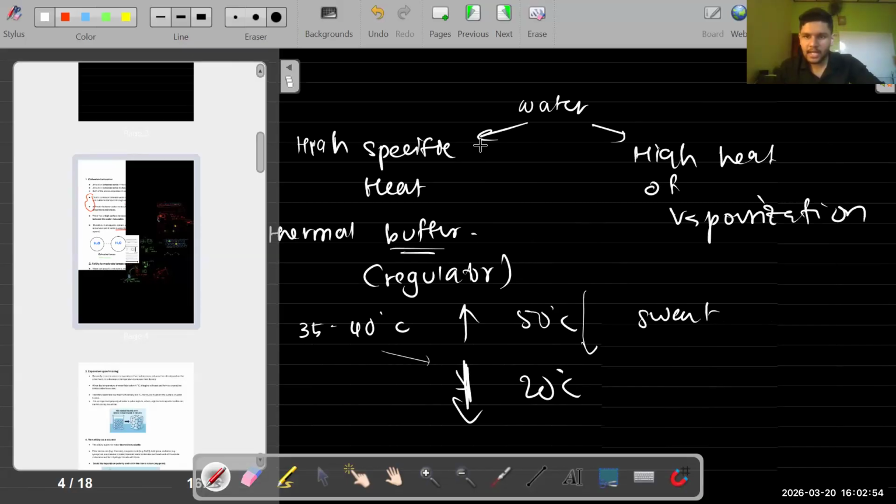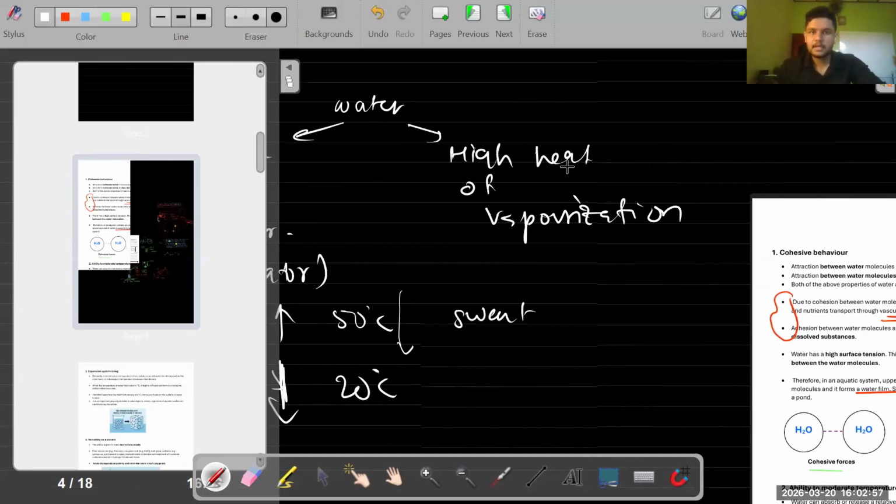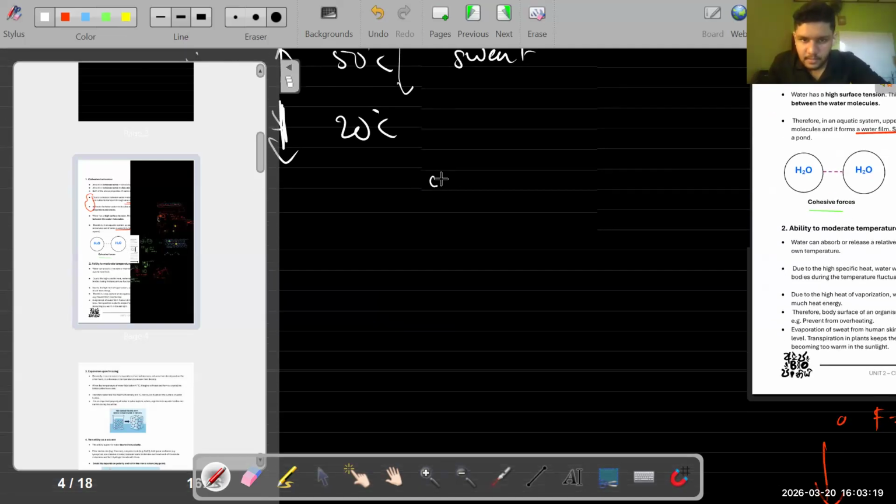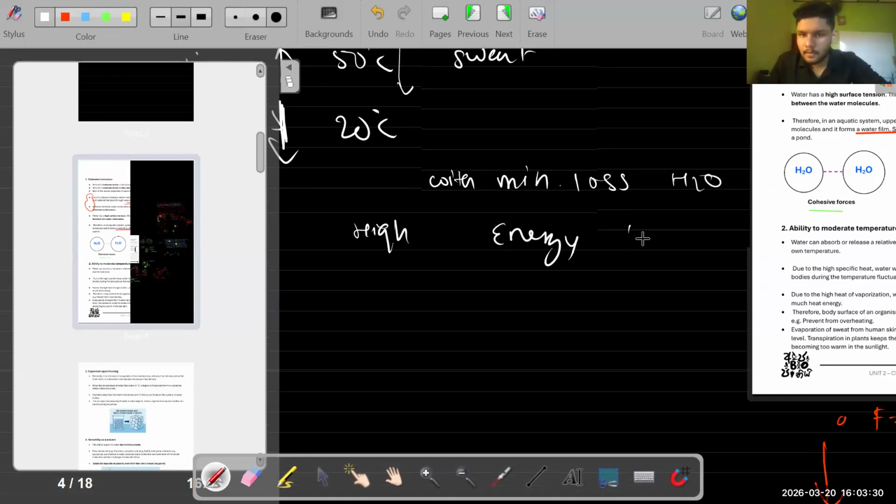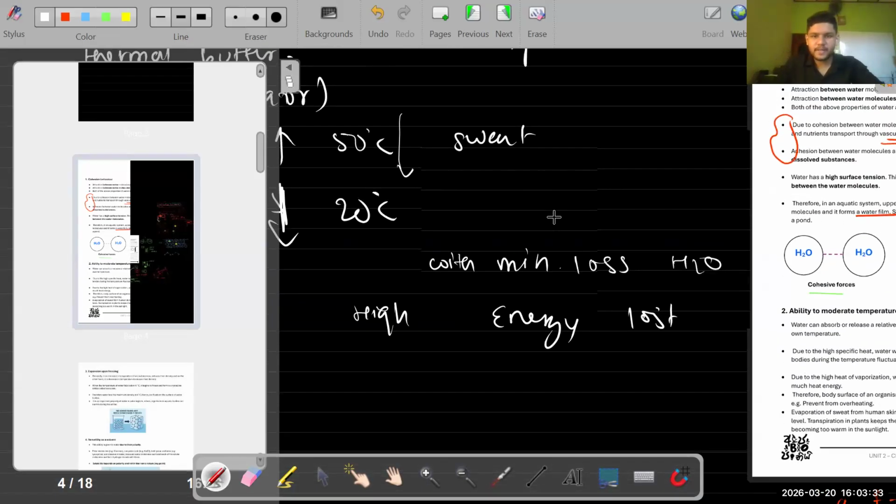High specific heat. Due to high heat of vaporization, what happens is... now clearly understand the point. First I'll mention the point. You listen to it and then understand it. Due to high heat of vaporization, with minimum loss of water, a high amount of energy is lost. Let's see what it means. With minimum loss of water, high energy is lost. Now this is connected with the sweat scenario.